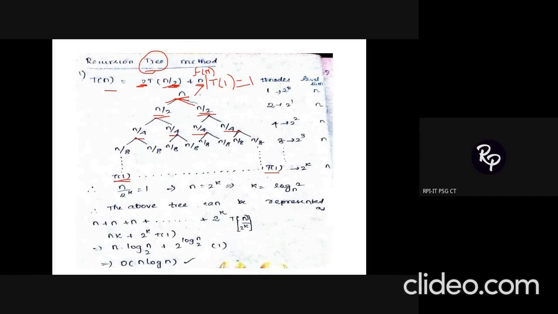I'll repeat this again. Whatever f(n) value is given to you, have that as the root node. If suppose instead of n I have n square, in that case your root node value will be n square. If I have my f(n) value as n cube or n power 4, in that case it will be n cube or n power 4, depending on the problem.